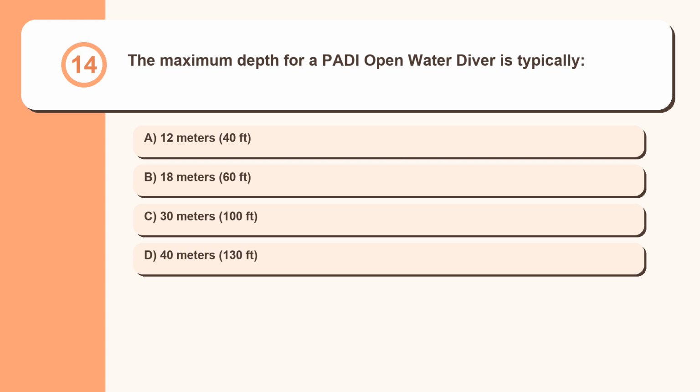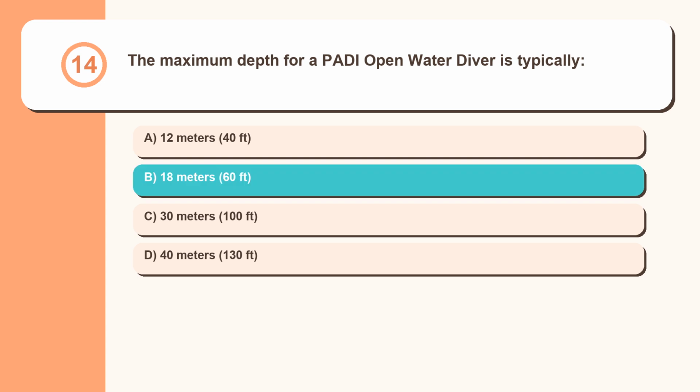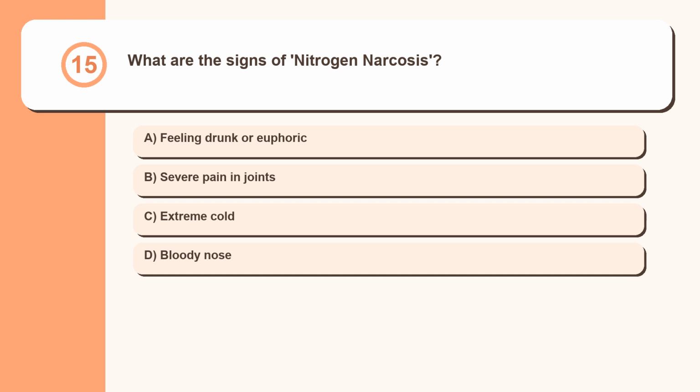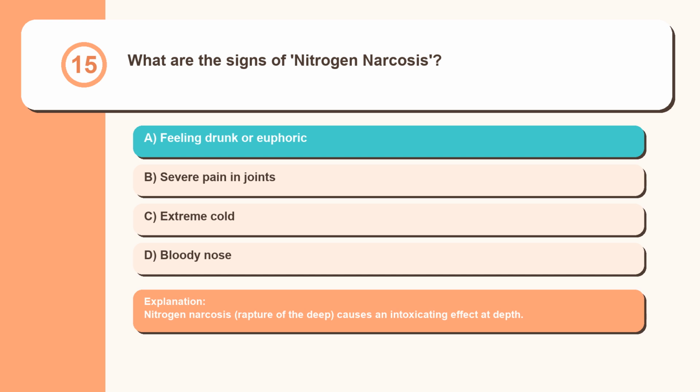Question 14. The maximum depth for a PADI open water diver is typically 12 meters, 40 feet, 18 meters, 60 feet, 30 meters, 100 feet, 40 meters, 130 feet. Standard training limit for OWD is 18 m, AOWD is 30 m. Question 15. What are the signs of nitrogen narcosis? Feeling drunk or euphoric. Severe pain in joints. Extreme cold. Bloody nose. Nitrogen narcosis, rapture of the deep, causes an intoxicating effect at depth.